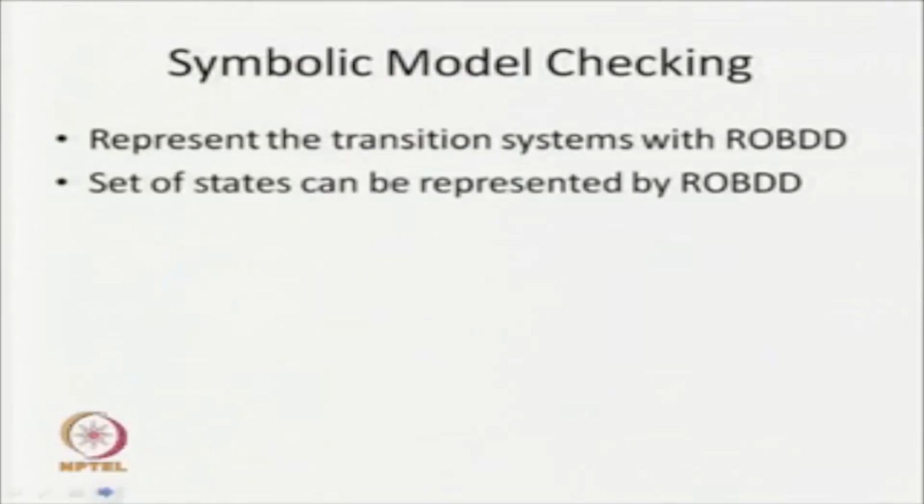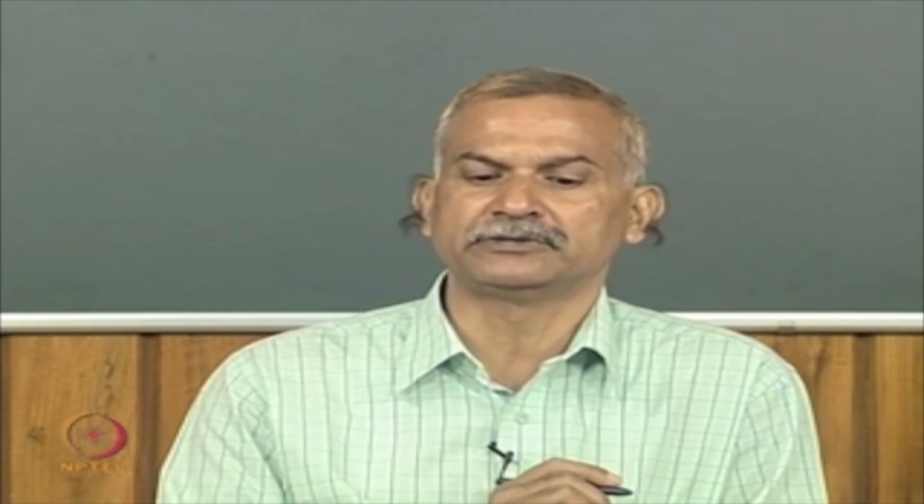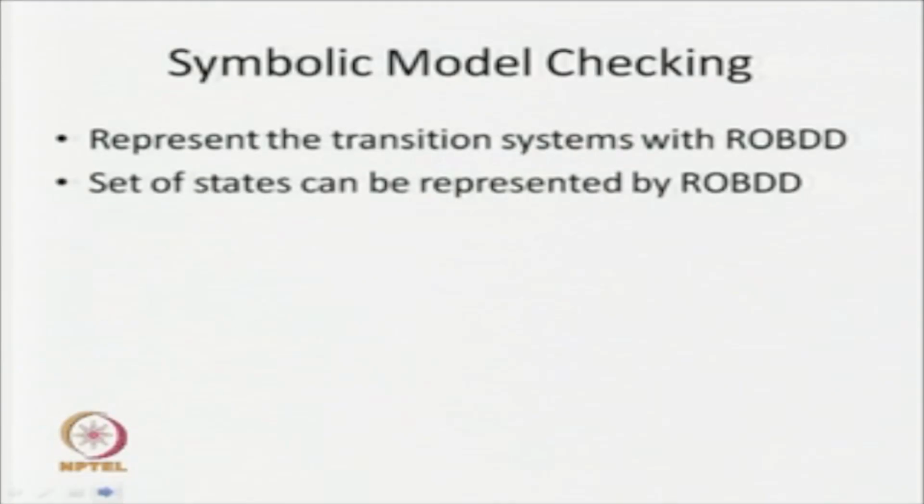Also in the last class, we introduced how we are going to represent a transition system with the help of ROBD. We have also seen that if we take a set of states from the entire transition system, then this particular set of states can also be represented by ROBDs. So, we can represent the entire state space, the entire state transition diagram, and sets of states with the help of ROBD.